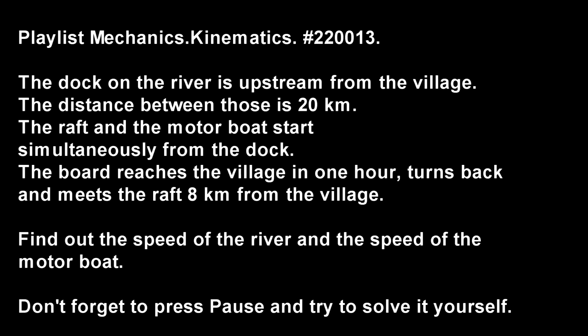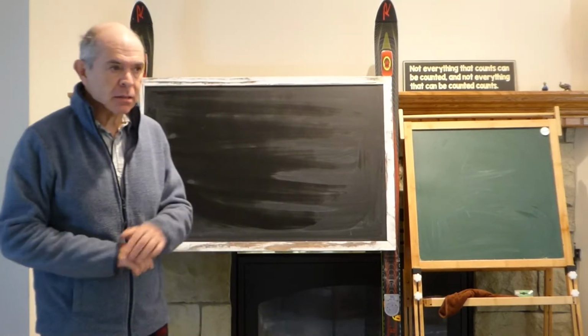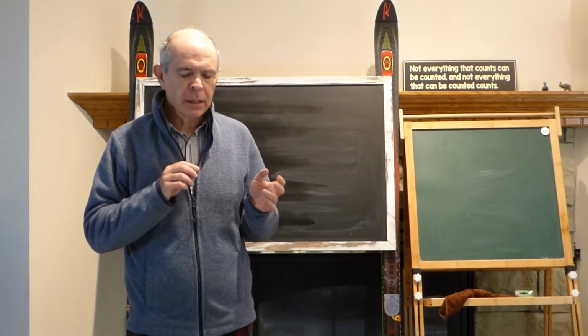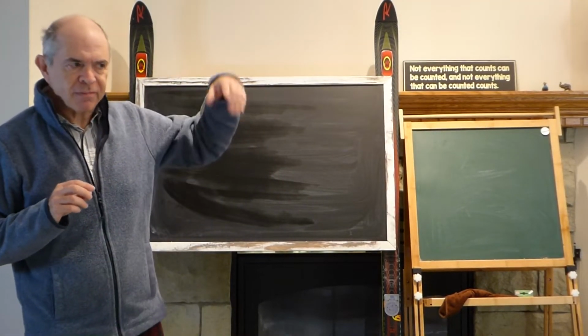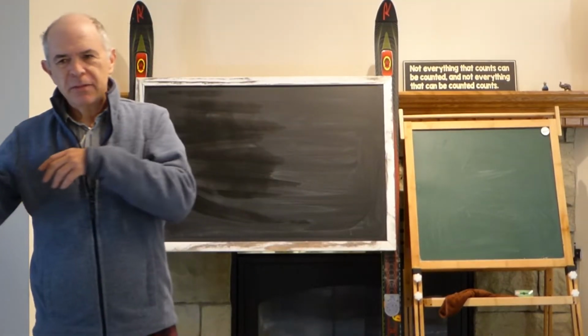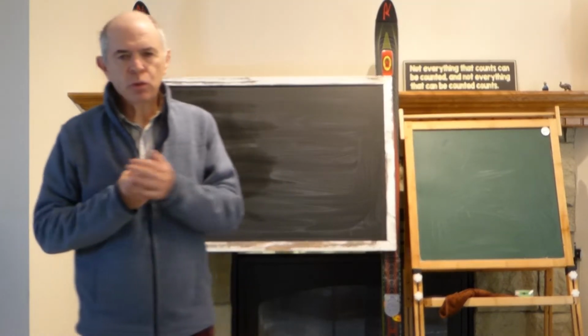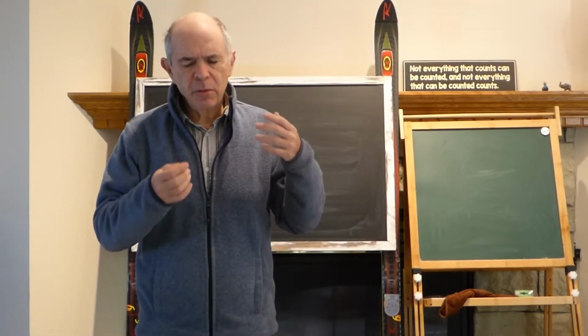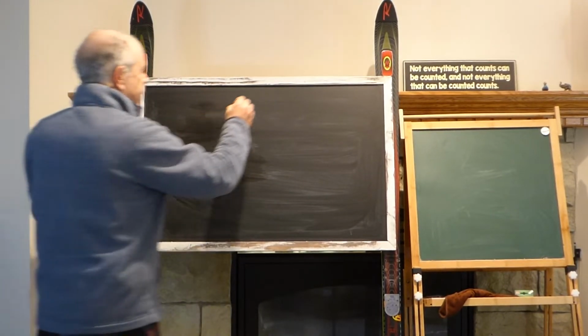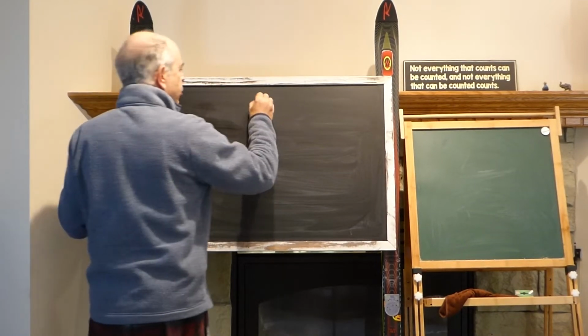So here is a problem. As always, read it, maybe once, maybe twice, and then pause the video and try to solve it yourself. Today is mechanics, kinematics, and the problem is again about the river and the motorboat. I of course can solve it the standard way: D, V1, V2, V1 plus V2, V1 minus V2, solve the system of equations. But I want to go a little bit off the beaten path and solve it a little bit differently, using a different system of coordinates.